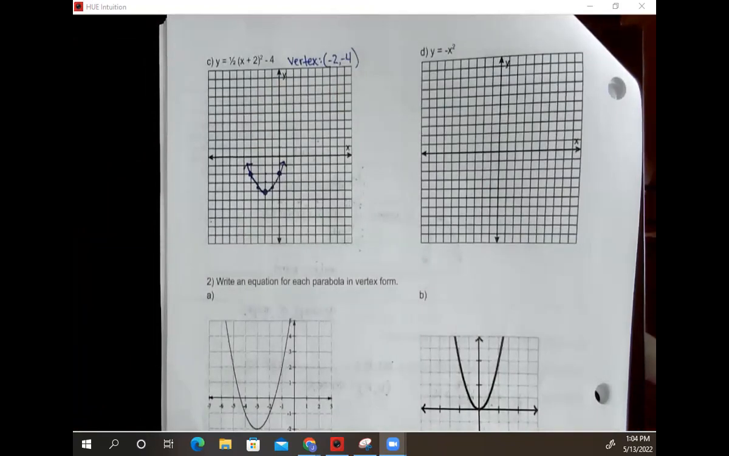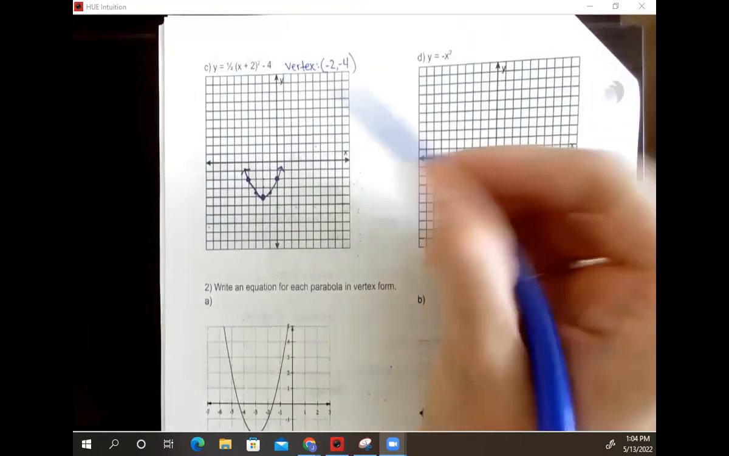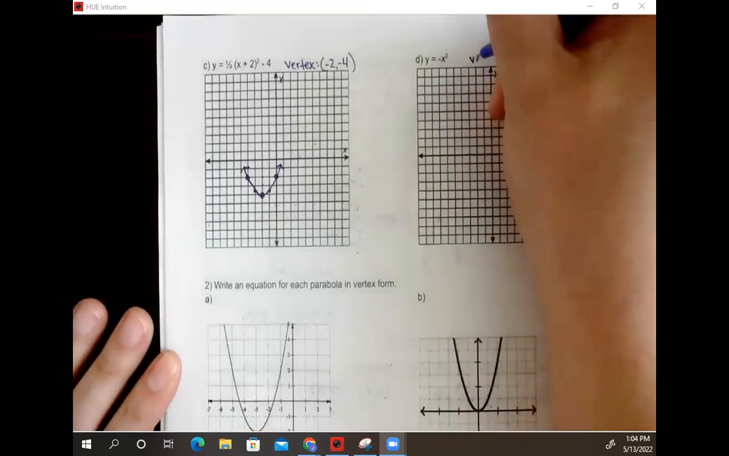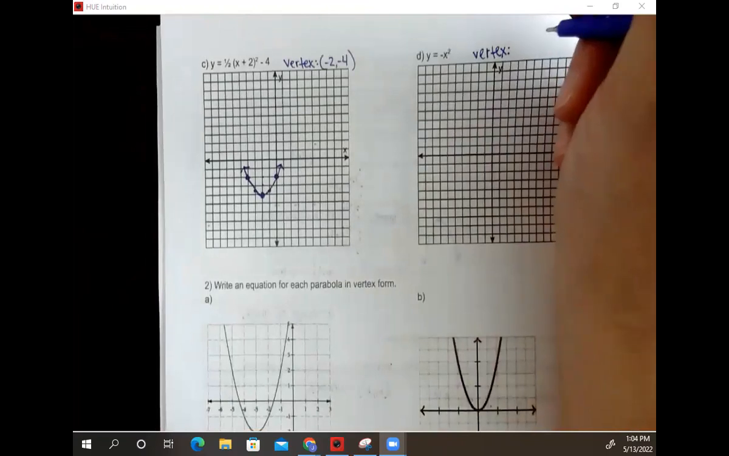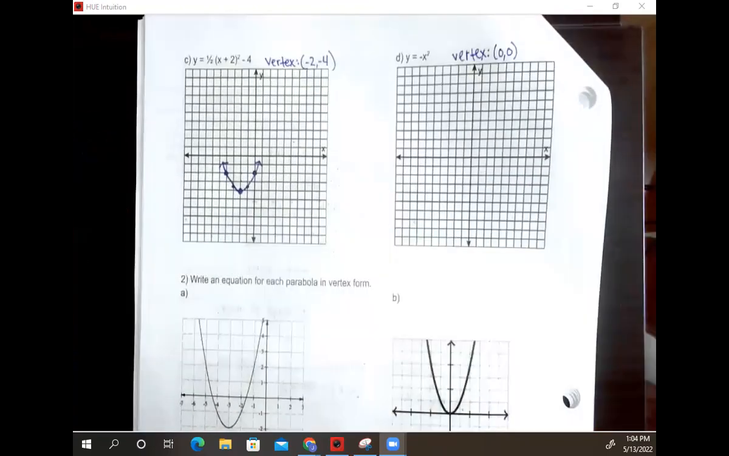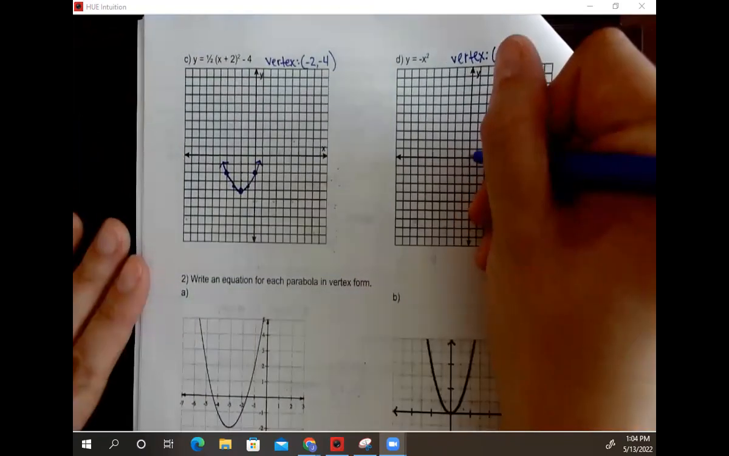For D, I don't see an H or a K value. There's nothing in with X and nothing at the end. What does that mean for my vertex? It's at the origin. Yeah, it's 0, 0. The only numbers I could be adding or subtracting and not have to write would be 0. Okay, so that means my H value is 0, so is my K, and our vertex is at the origin.